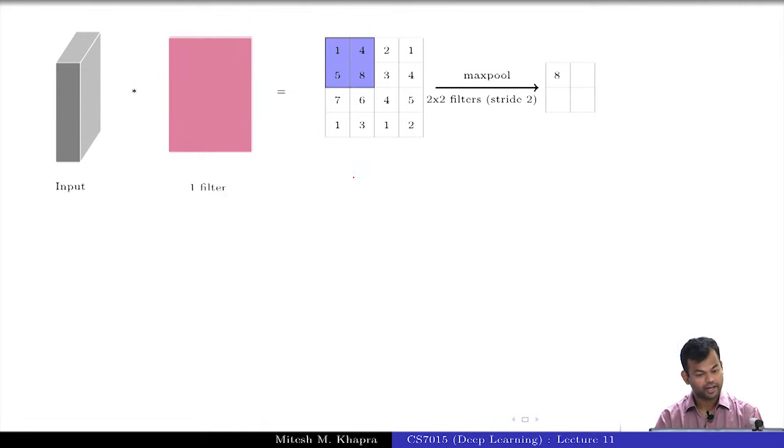Then I'm going to do a stride of 2, that means I'm not going to place it on this block, I'm just going to shift to the next block. Again, I'll take the max from there, which is 4, right? And I continue this, and I get this as the output. So you see why the shrinkage happens?